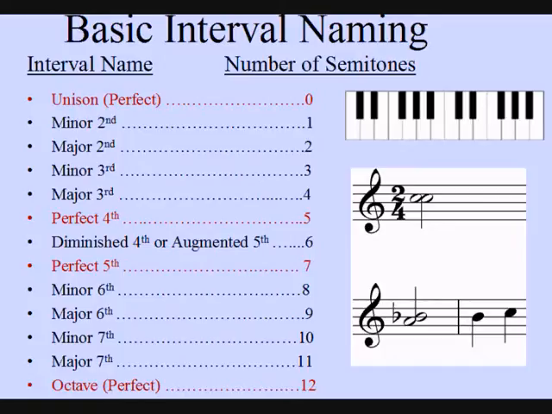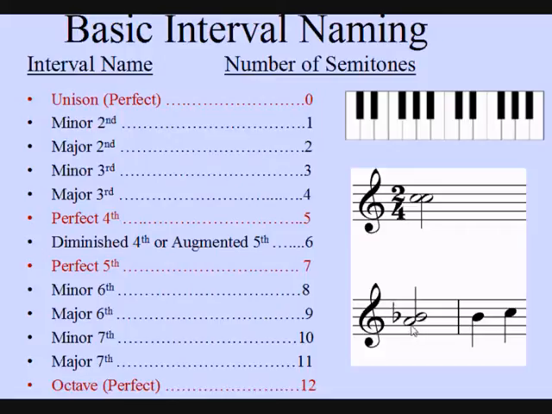Now that we have all the tools that we need to name the intervals, we're going to do some examples. Here we have the easiest one, which is, you can see the 2 notes in the same place. They're both C. This is a unison. Let's look at something more challenging, like for example this one.